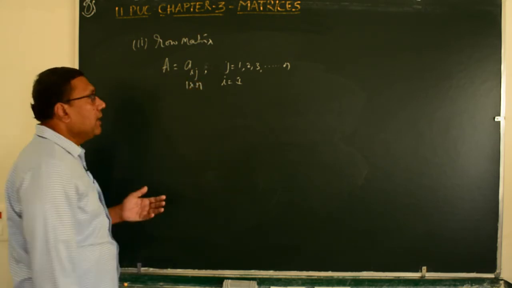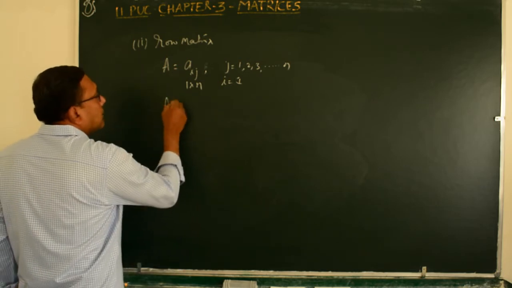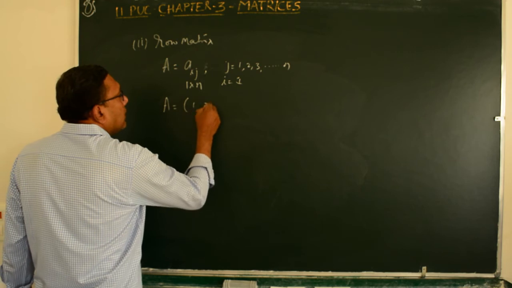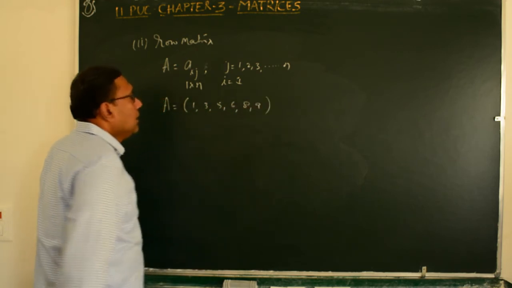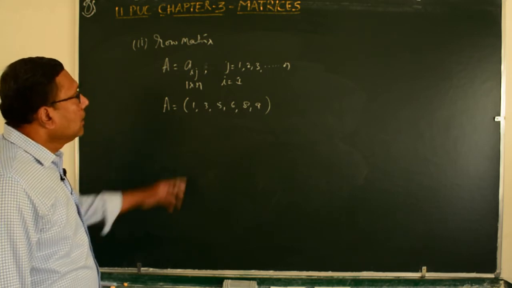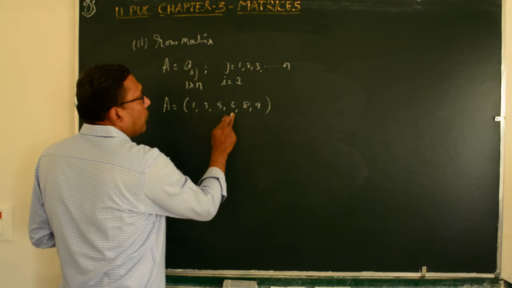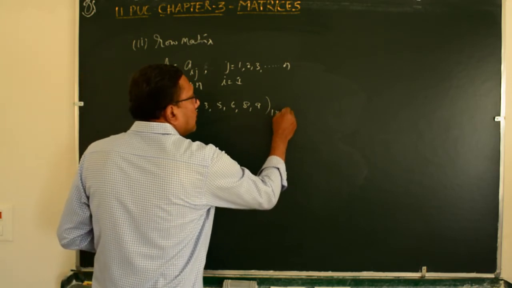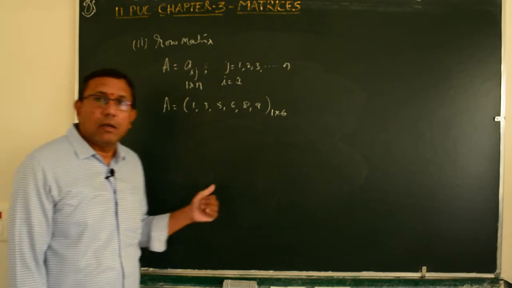To define, for example, a row matrix will look something like this: 1, 3, 5, 6, 8, 9. There are n columns, 1, 2, 3, 4, 5, 6, so 1 into 6. There are 6 columns and 1 row. This is called a row matrix.